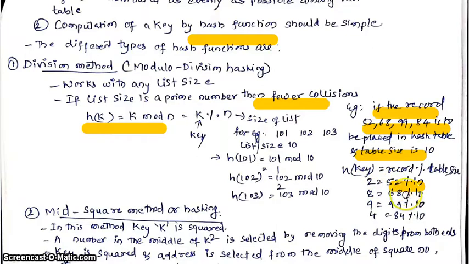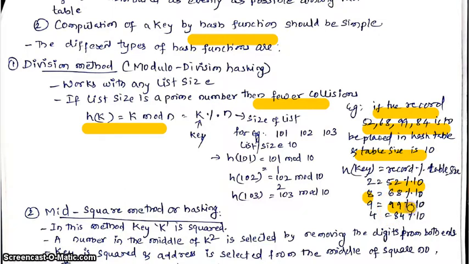Then 68. 68 mod 10. The table size is 10. 68 mod 10 is 8. So in the 8th place the 68 is going to be stored. The index position for 68 is 8.